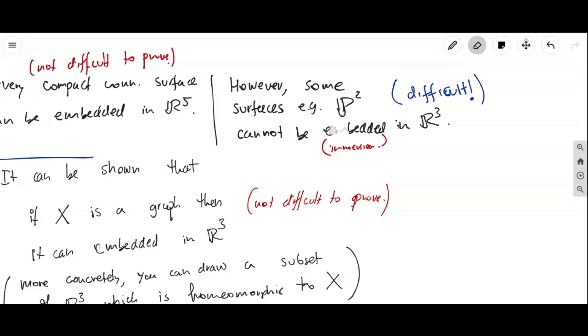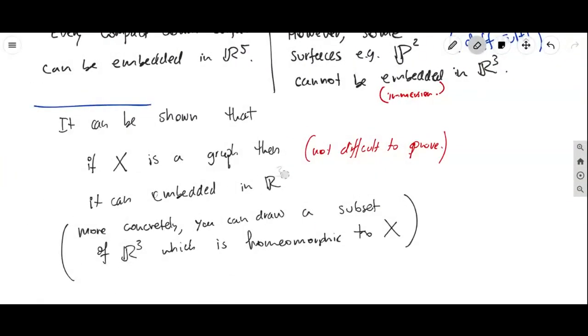And I believe what Hatcher does, if I recall, he uses something called Poincare duality to justify this. But that's a complicated result. So I'm not sure of a simple way to justify this, but this one's more interesting and difficult to prove. So this is what we call embeddings. So every graph can be embedded in R3.